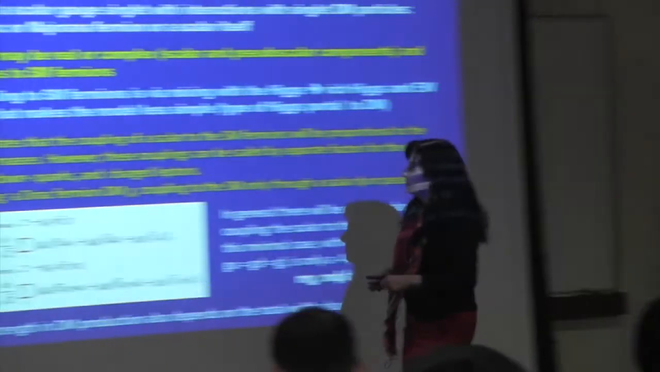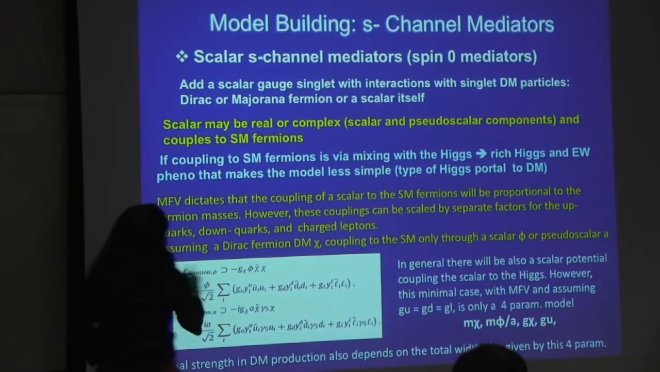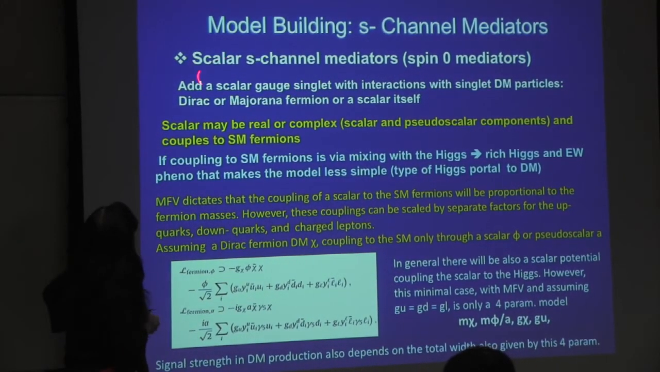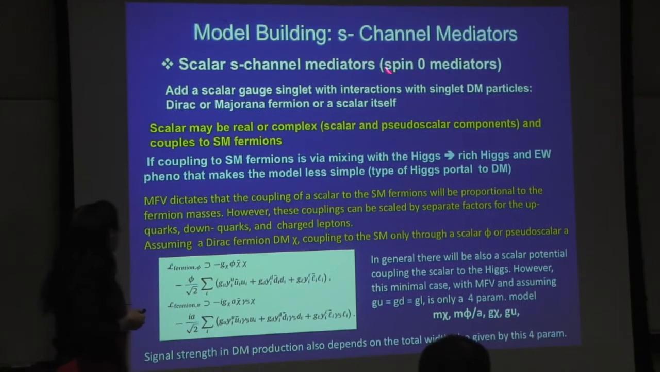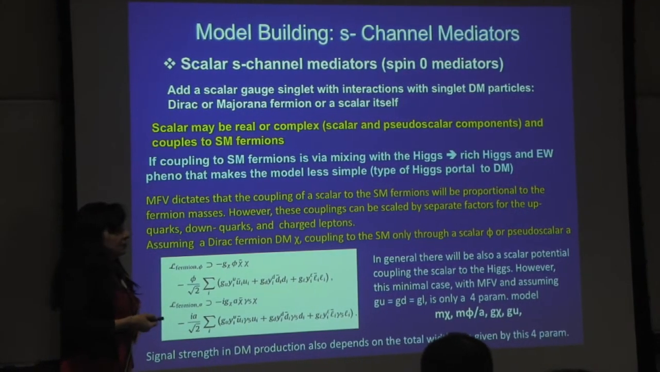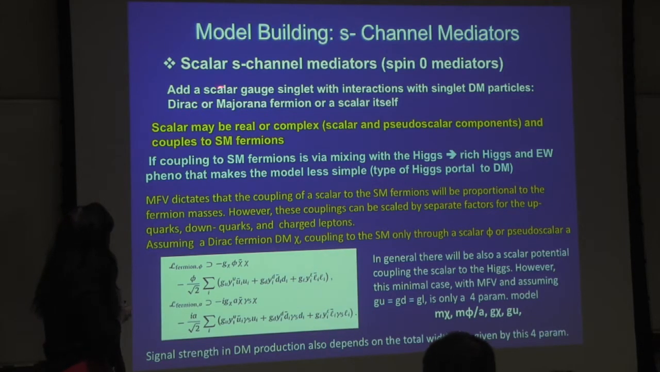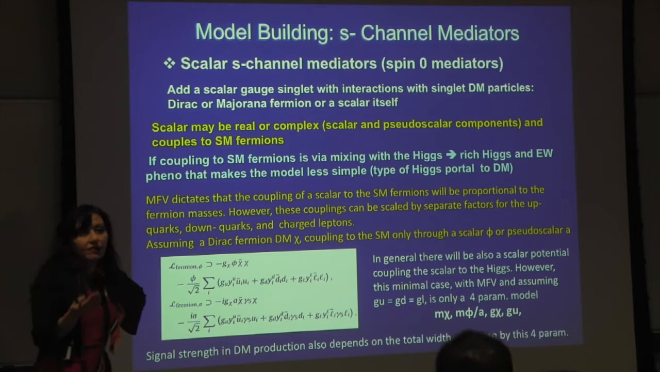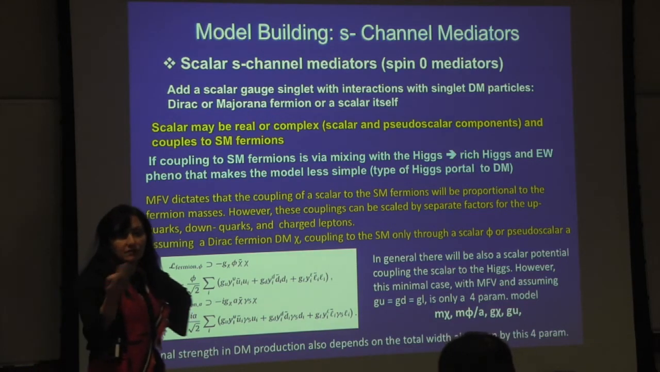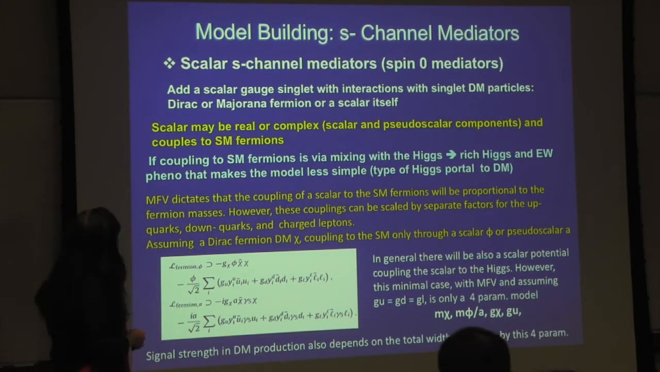Okay. So I realize I didn't put a drawing here. So let's first consider this S-channel in the case that there's a spin 0 mediator. So there is a scalar there, okay? So we have a scalar gauge singlet with interactions with some singlet dark matter particles. And these dark matter particles could be Dirac or Majorana. Dirac or Majorana behave different vis-a-vis the interactions. This scalar, as I said there, could be a real scalar or could be a complex scalar.